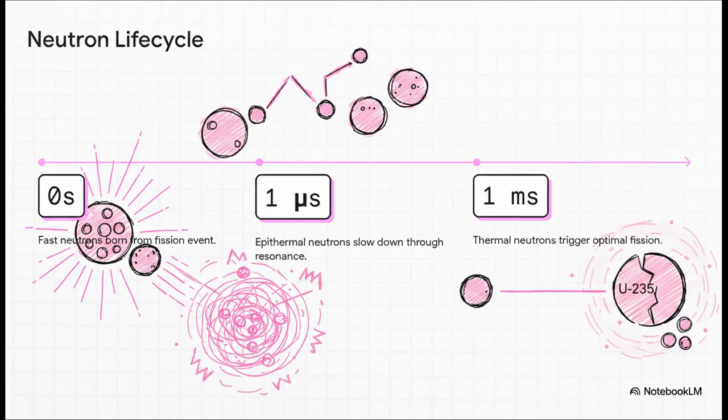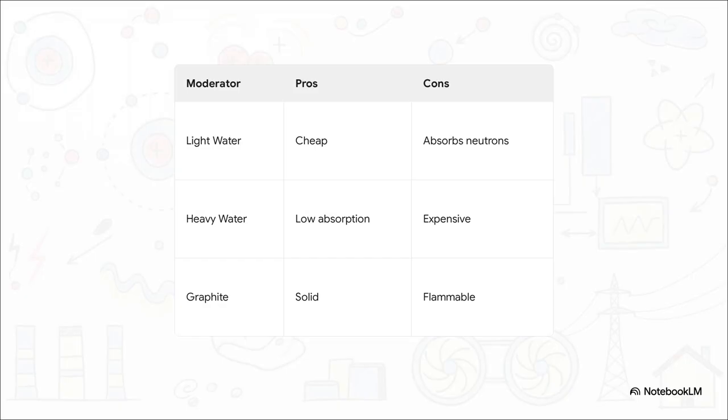And point 3. It finally becomes a fully thermal neutron, having dropped to a massive energy low of a mere 0.025 electron volts. It's now traveling at a leisurely 2,200 meters per second, fully in equilibrium with the surrounding atoms, and perfectly primed to successfully trigger fission in U-235. So, how do we physically slow them down? We use real-world moderator materials.